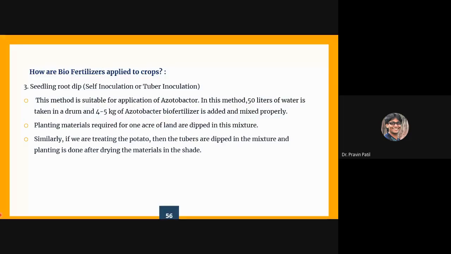Then the third part is the seedling root dip. What they do is take a seedling instead of a seed. A seedling is a small plant which is grown from a seed. That small seedling is taken and dipped into the biofertilizer solution and can then be used. This is mostly used for potato tubers.